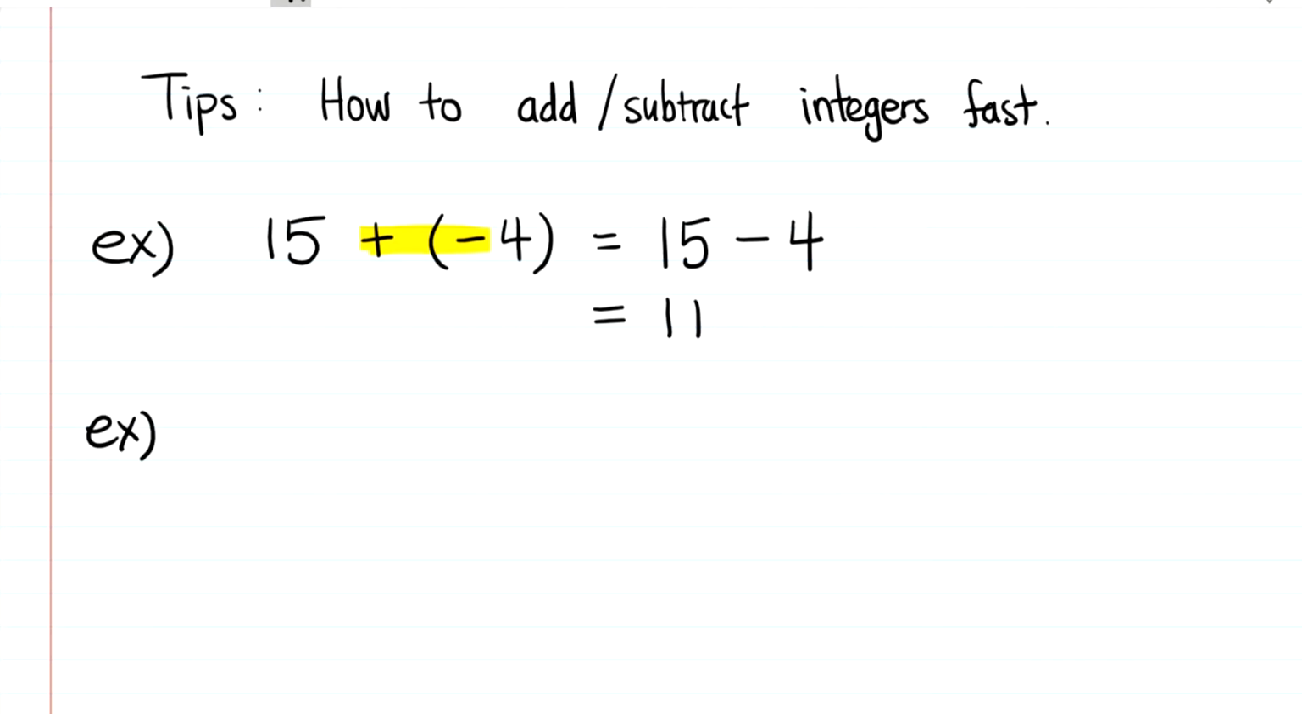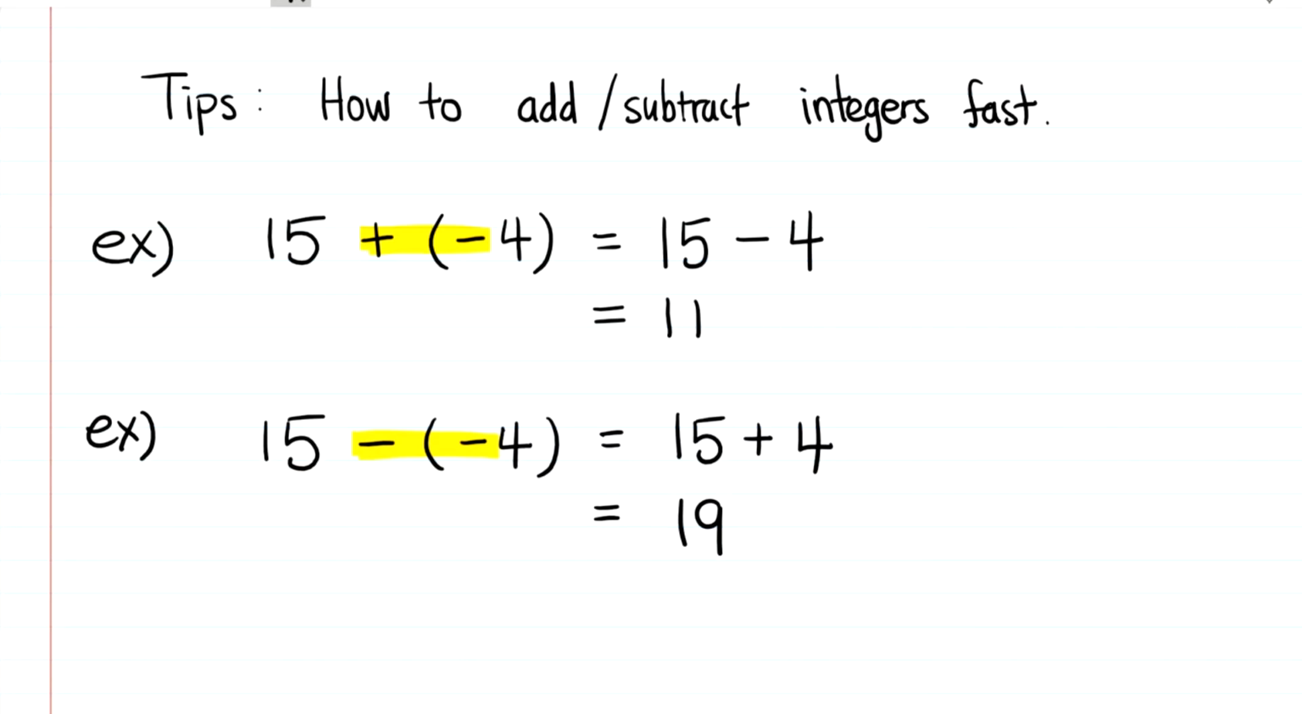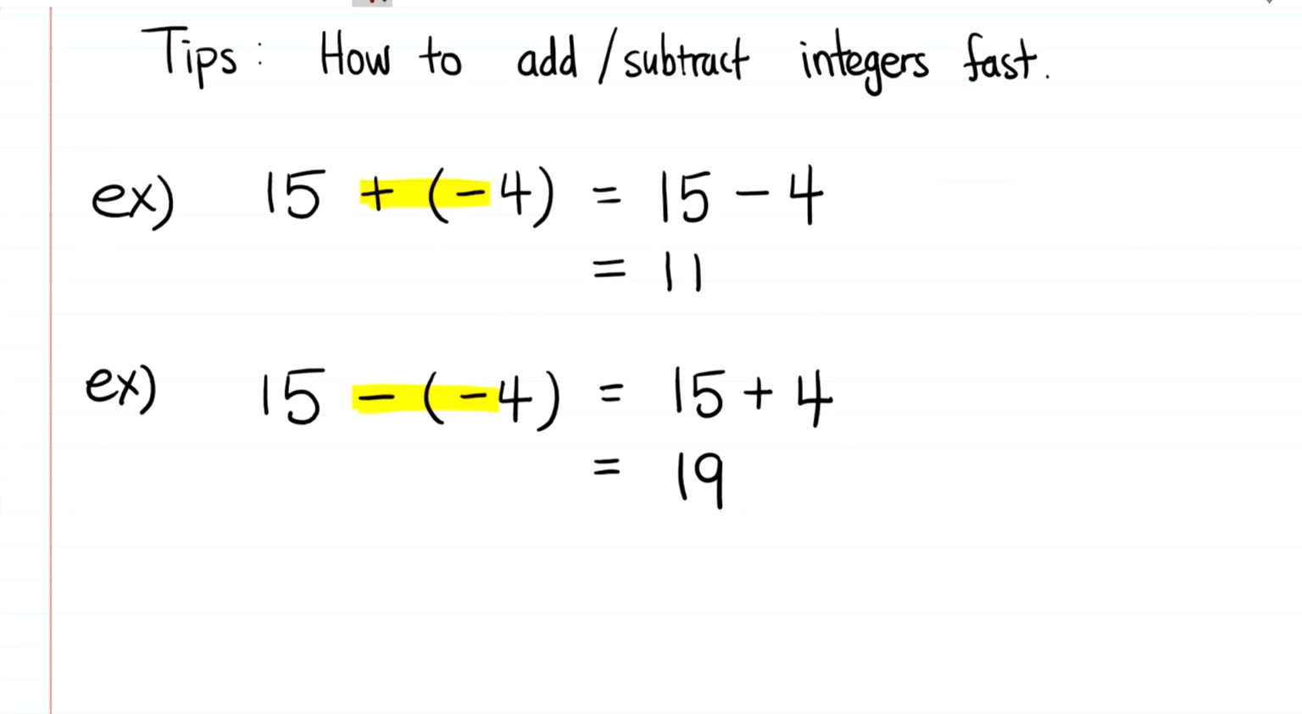Next example, this time we're going to use the same numbers, but subtraction with a negative. What happens if you have two negatives? When two signs are the same, it turns into positive. So 15 plus 4. And what is 15 plus 4? 19.